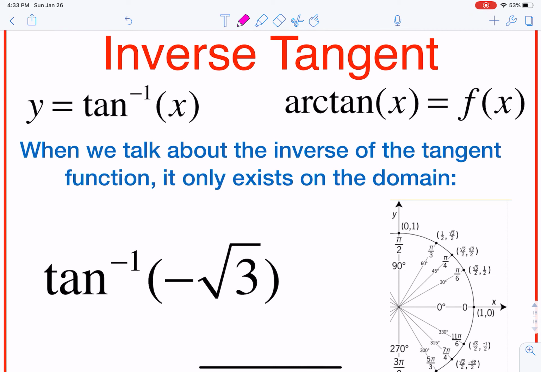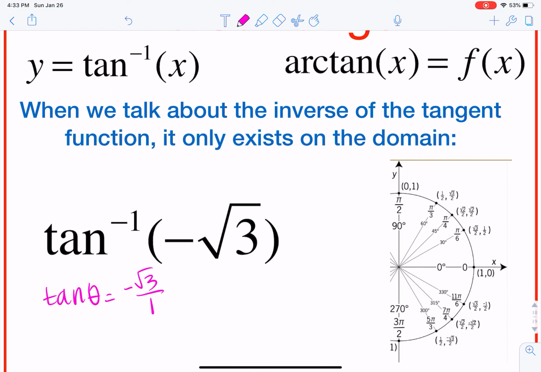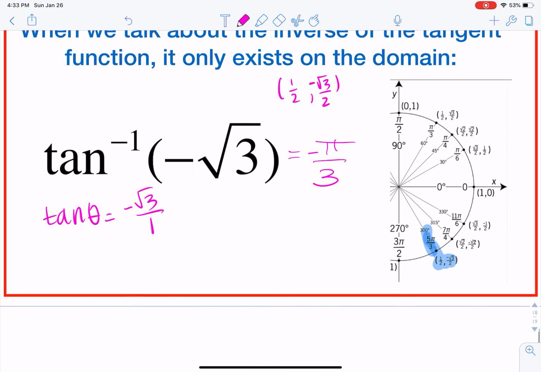Let's take a look here. Tan inverse, so again, tan of some angle is equal to negative square root of 3 over 1. So I'm looking for an angle that has coordinates of 1/2, square root of 3 over 2, and I want one of them to be negative, so looking in this domain, it looks like that happens here. So I'm looking at negative pi over 3.